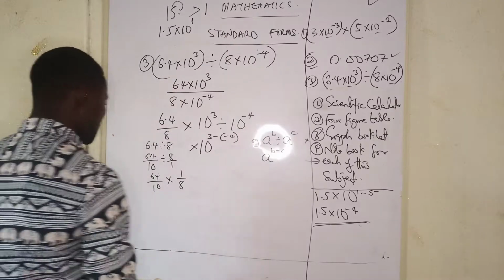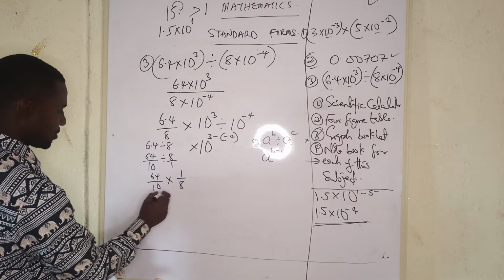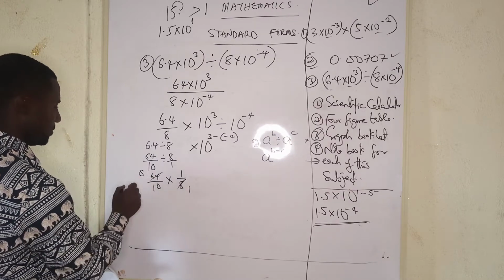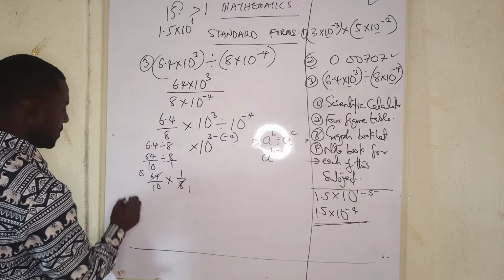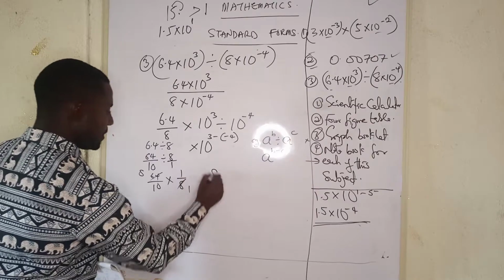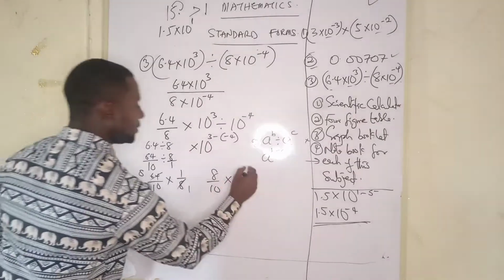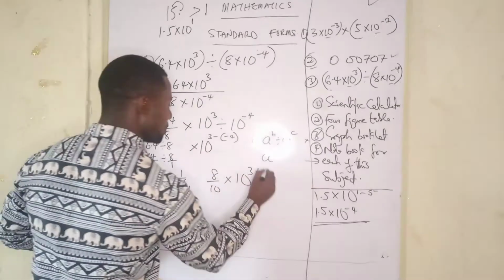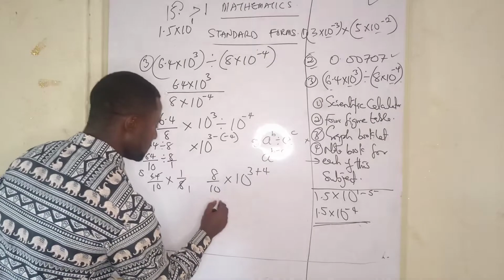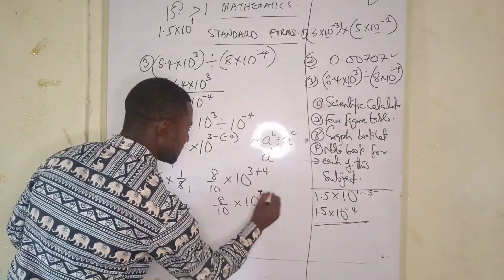Now, in this case, this is what we'll be having here. You have this. Now, let's see what we can do. Let's cut 8 here, 1. 8 here, 8, because 8 times 8 will give you 64. Here you have 8 over 10. So here becomes 8 over 10 times 10 raised to the power 3 minus minus 4. Minus times minus will give you what? Plus 4. So here becomes what? 8 over 10 times 10 raised to the power what? 7.